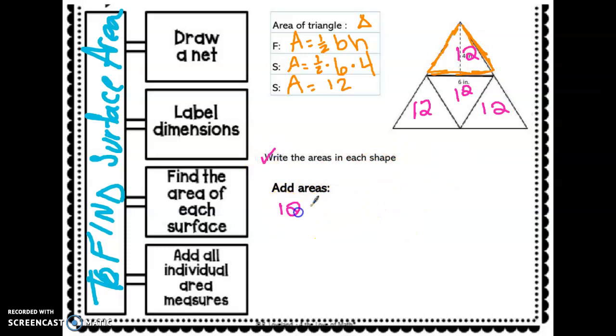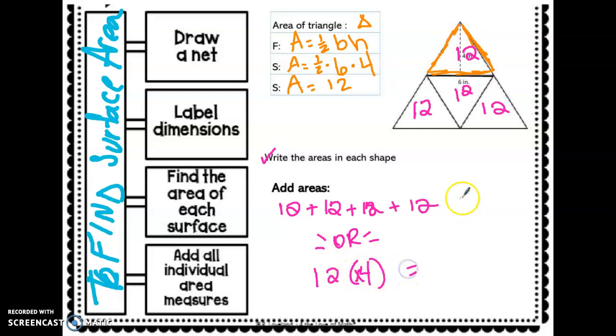So we have 12 plus 12 plus 12 plus 12, or we could say 12 times 4. Either way we do that, we should come up with the same thing. It should be 48.